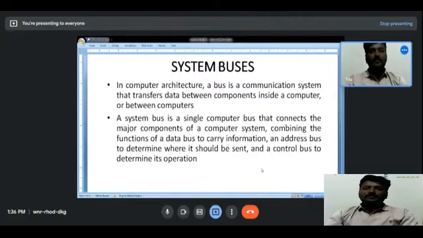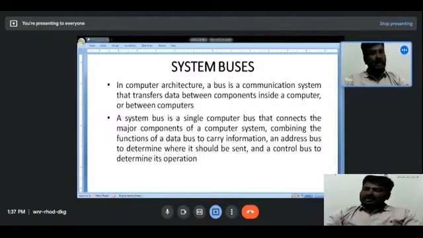So first of all, what is a system bus? A system bus plays a main role in data communication. A bus is a communication system that transfers data between system components such as the computer and other peripheral devices, or in fact between two different computers, that is among different networks. A system bus is a single computer bus that connects major components of the computer system, combining the functions of the data bus, address bus, and control bus.